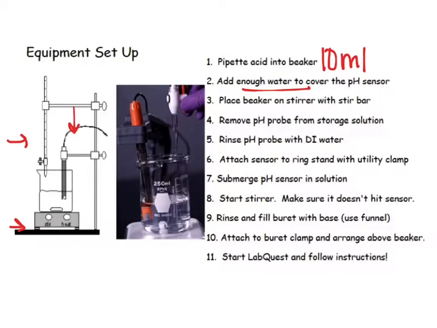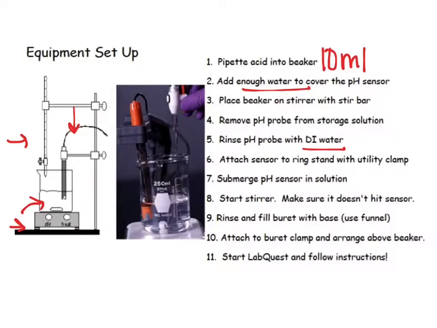They're going to place the beaker on the stir bar, and then you're going to remove the pH probe from your storage solution, rinse it off with DI water to get off the salts, and then attach it to the ring stand with a utility clamp and submerge it in your solution. Even though we've added water to this solution, it doesn't change our H+ ions. So we're just adding water for volume to increase, to cover our pH sensor.